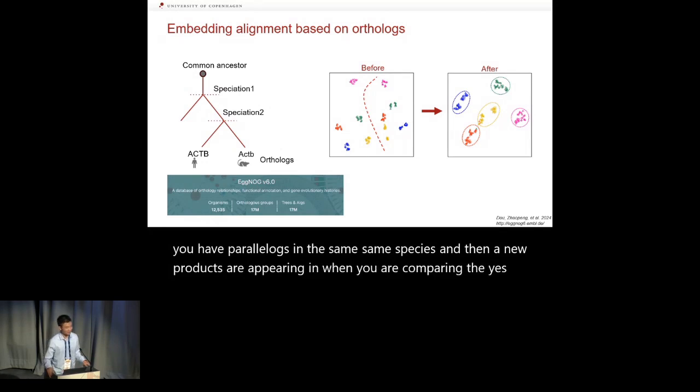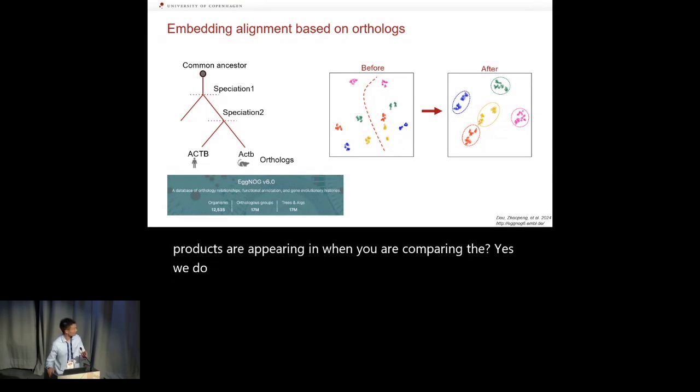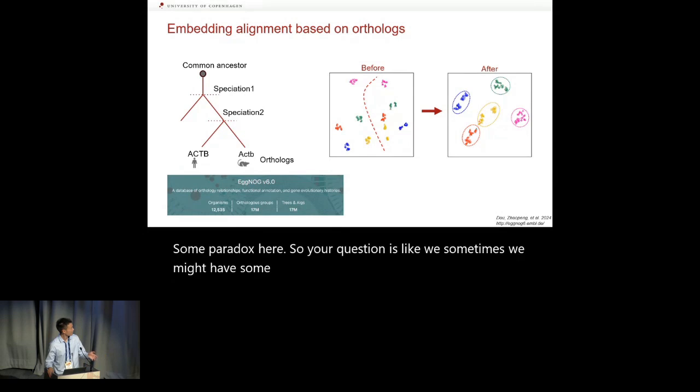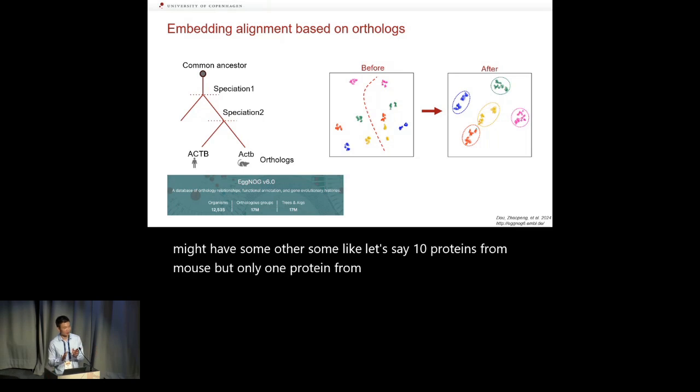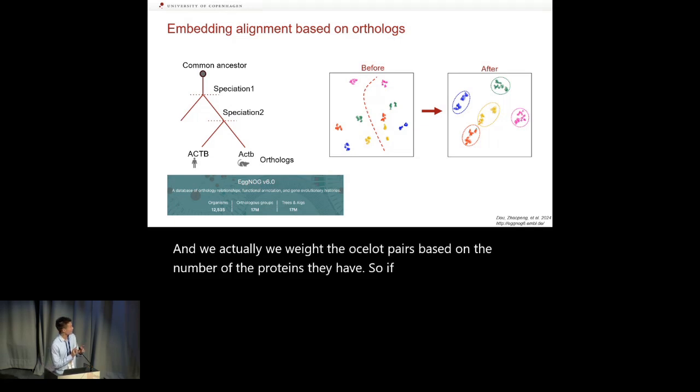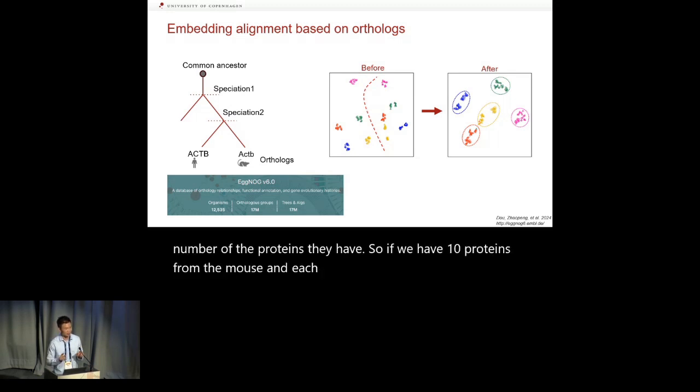Yes. We do have some paralogs here. So your question is, sometimes we might have, let's say, 10 proteins from mouse but only one protein from human, and they are all orthologs, right? And we weight the ortholog pairs based on the number of proteins they have. So if we have 10 proteins from mouse, each pair is weighted by 0.1.